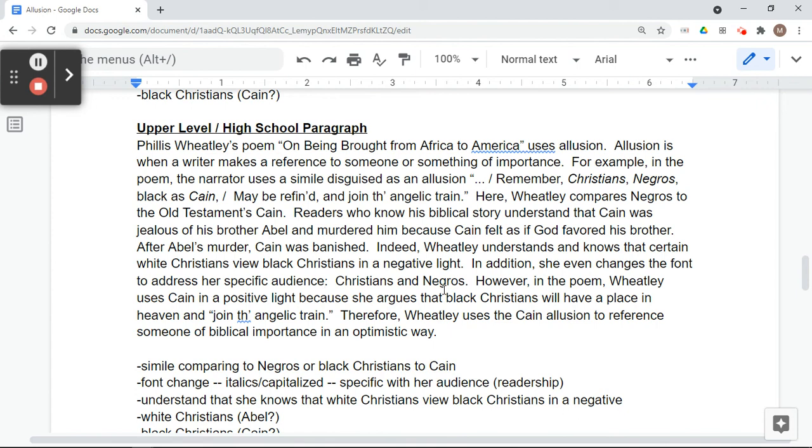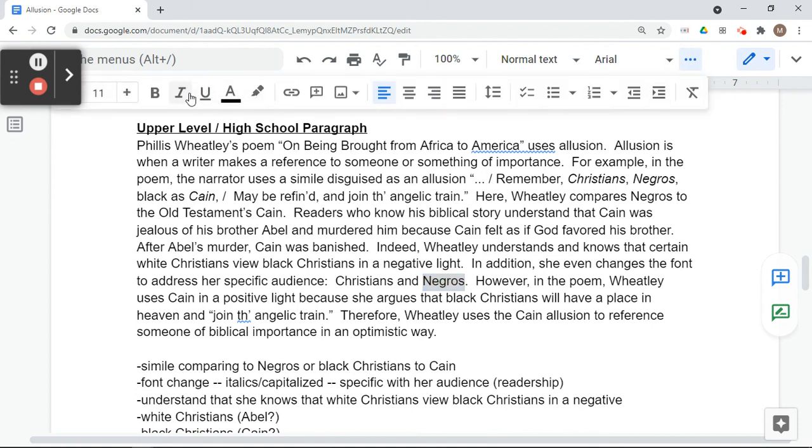And then I can say, however, in the poem, Wheatley uses Cain in a positive light because she argues that Black Christians will have a place in heaven and join the angelic train. Therefore, Wheatley uses the Cain allusion to reference someone of biblical importance in an optimistic way. Okay, so I'm going to make sure that I italicize Christians and Negroes.